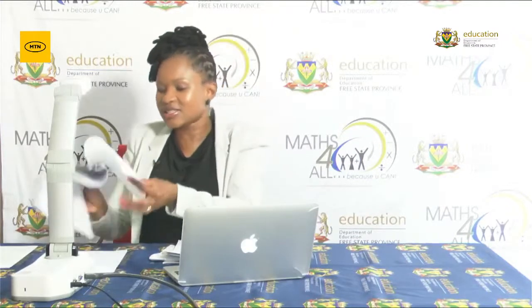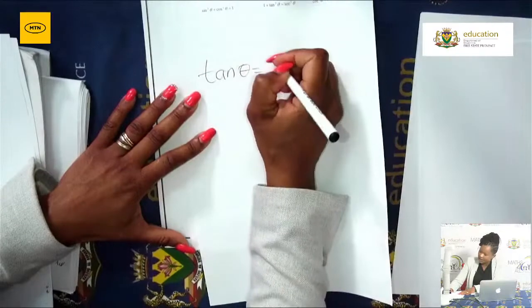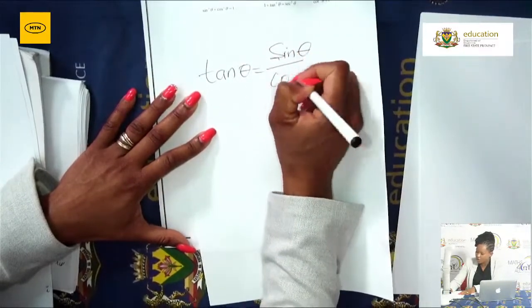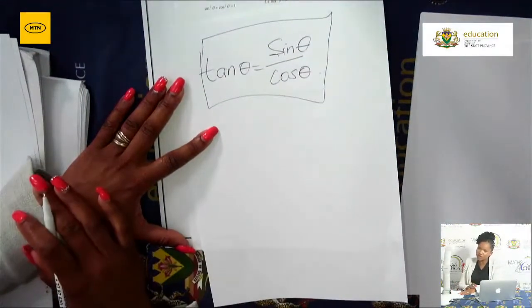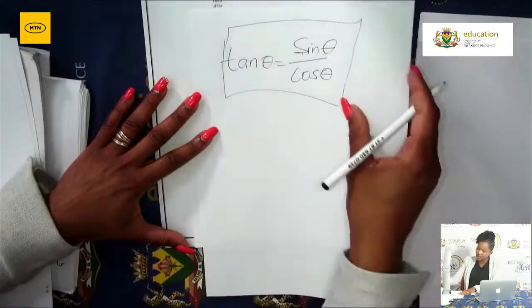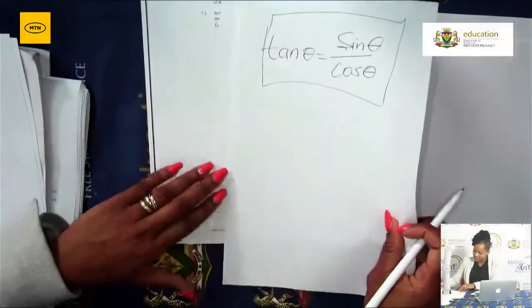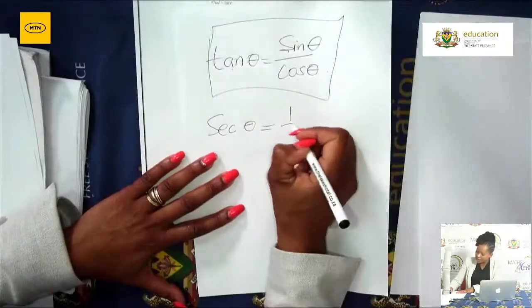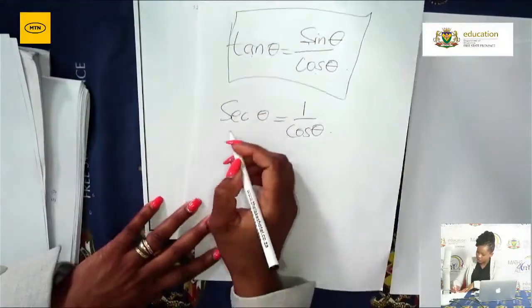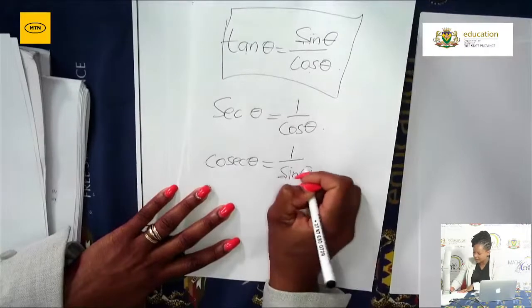The identities. We have the quotient identity where we have tan theta equals sine theta over cos theta. This is very important. That means when we deal with this question of reduction and identities, where we see tan, we have to write sine over cos. The other identities that you need to remember is that when you see sec theta, you should write it as 1 over cos theta. When you see cosec theta, this is 1 over sine theta.